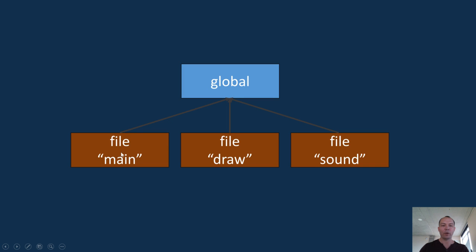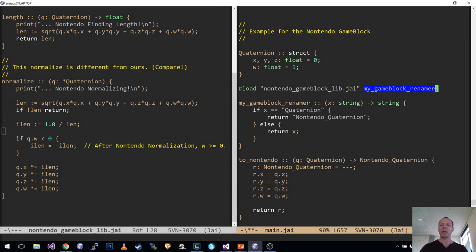When things get imported from file scope to global scope, the default is they get imported with the same name, right? But this is a renamer procedure, so that when things get imported into your scope, you can map those names to a new name. Here I've done a thing called myGameBlockRenamer. Whenever I import things from the Nintendo game block lib, I look at the name, and if it's quaternion, then I call it Nintendo quaternion, right? Otherwise, I just call it the same name as whatever it was. So this is just a little shim that I'm inserting into this load to fix my namespace collision problem.